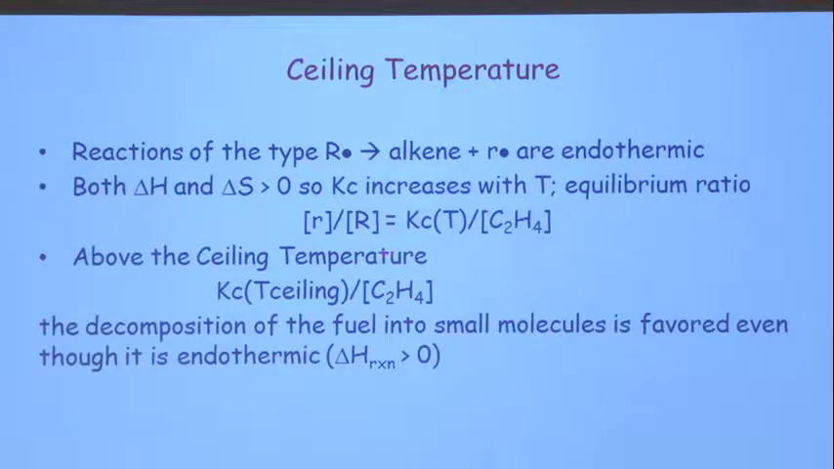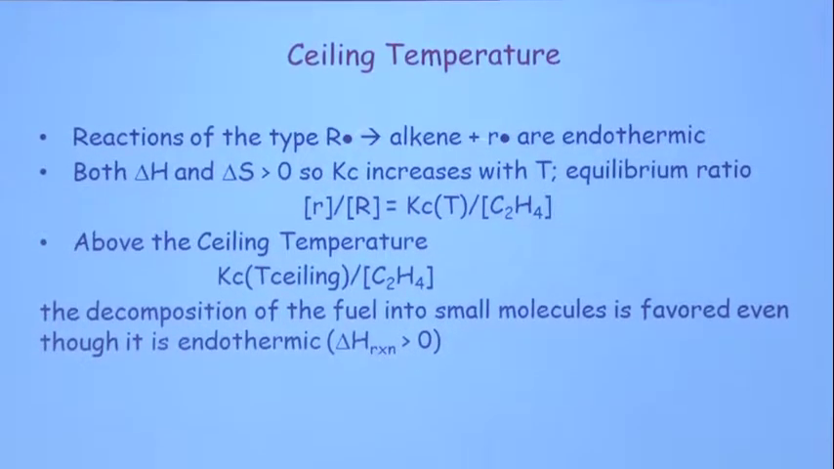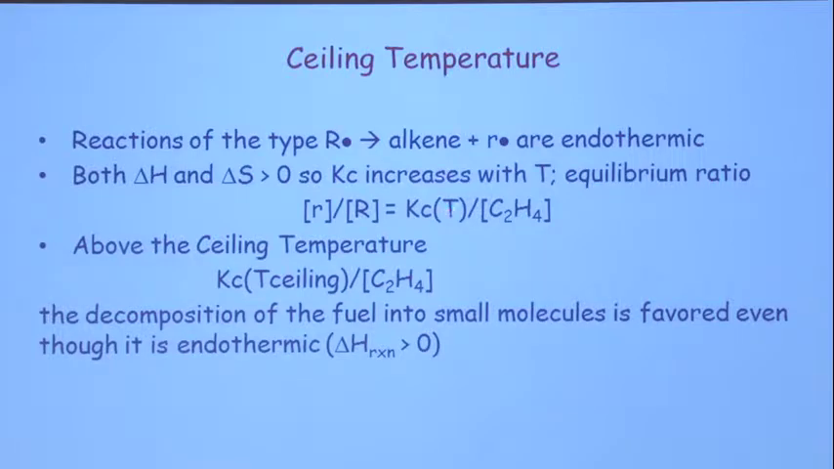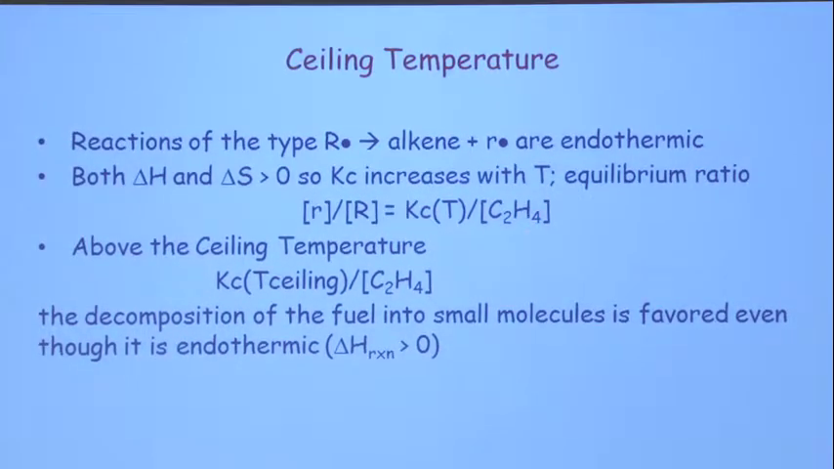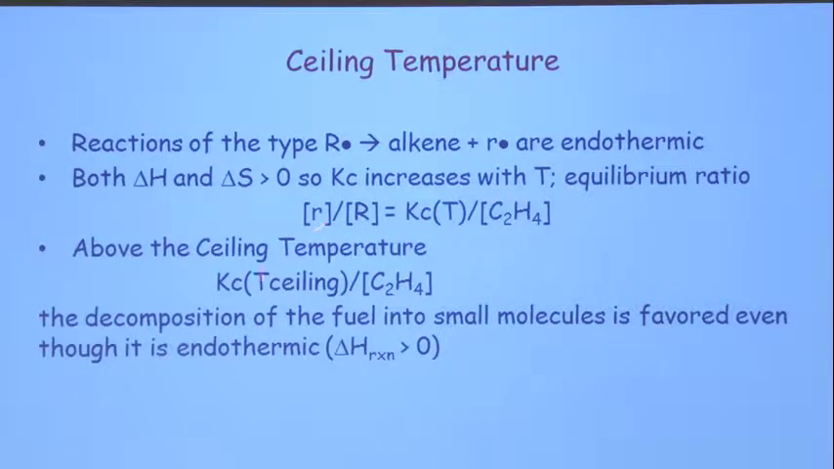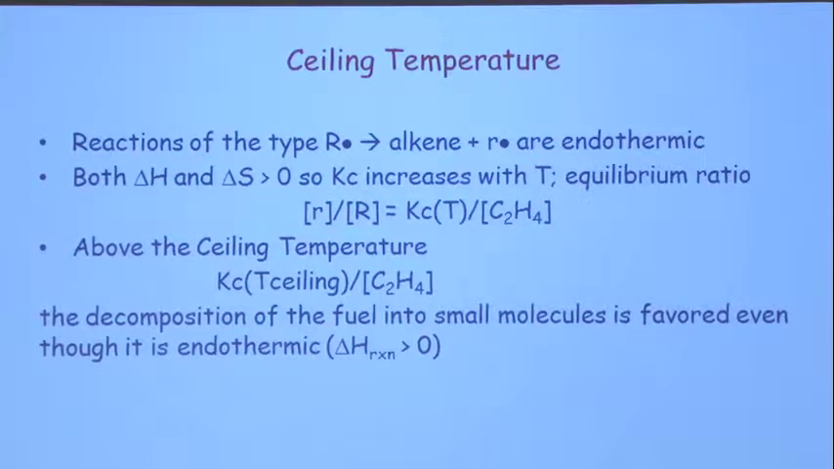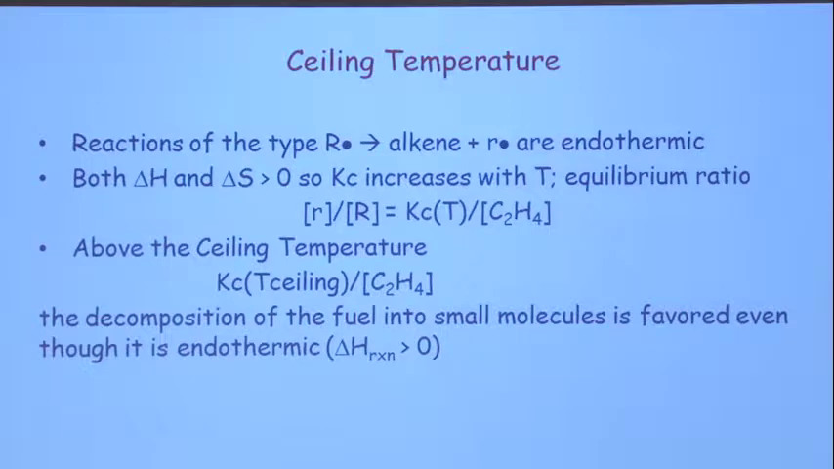And so the equilibrium ratio looks like this. It's the ratio of the R dot to the big R. So how much at equilibrium would be going to the right-hand side is equal to this Kc divided by the concentration of the ethylene. And so above the ceiling temperature, where this ratio is equal to 1, I have more of the little radicals than the big radicals. It means the reaction is running to the right. And so you can compute from the thermo what this temperature is.